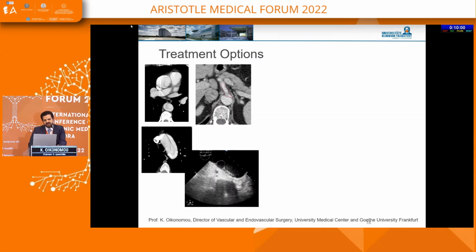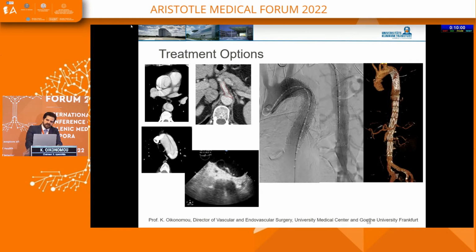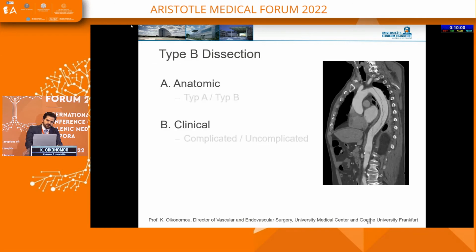Another case here, after ascending repair, where we see in the TEE that the true lumen is still collapsing with every cardiac cycle. So in this case, ascending repair and a combination of covered and uncovered stents up to the level of the aortoiliac bifurcation to expand and remodel the true lumen and address the malperfusion.